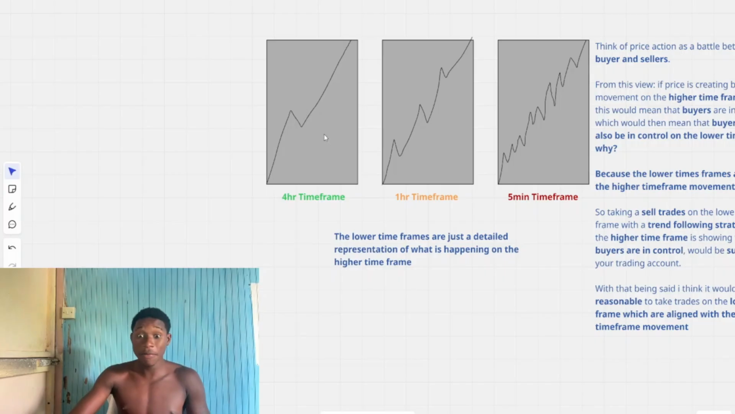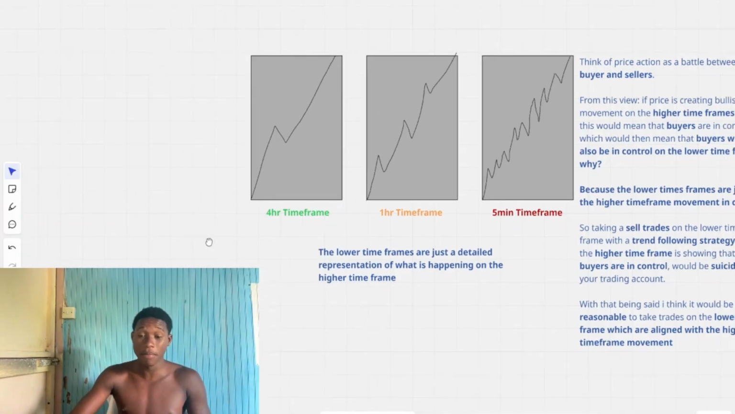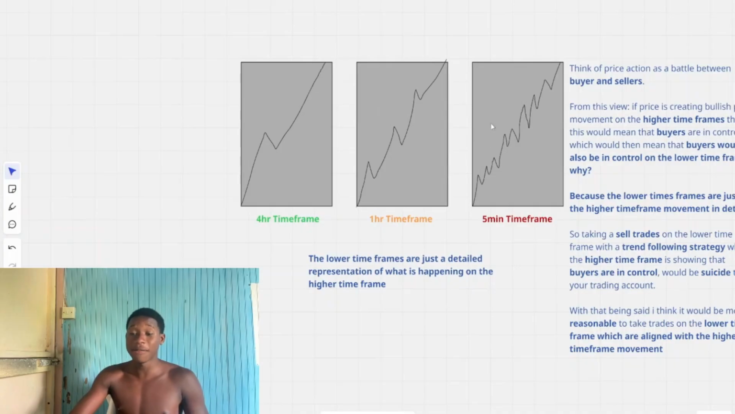That's the 4 hour time frame. That's a 1 hour time frame, and that's a 5 minute time frame. The only difference between these time frames is detail, right? The lower time frames are just a detailed representation of what is happening on the higher time frame. As you can see, that's how the 4 hour time frame is looking, that's how the 1 hour time frame is looking. They have more details. You see more ups, you see more downs. That means more details. It's like a zooming in effect. Price is fractal, and as we can see, the 5 minute is way more detailed than the 1 hour because it's the 5 minute time frame.